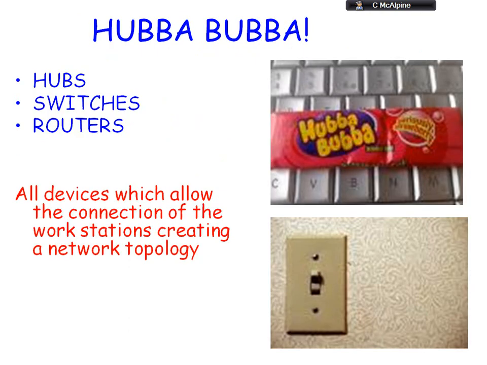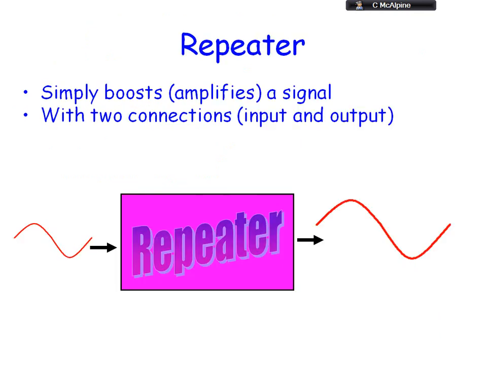The last wee technological bit is we need to know about hubs, switches and routers. These are all devices that allow connections of workstations to create network topologies. The first thing we need to know about is what a repeater is. A repeater is simply something that takes a signal and amplifies it, and hopefully in that diagram you can see this terrible drawing of a wave being amplified, and the signal's coming into the left hand side of the repeater and coming out the other side, and it's stronger.